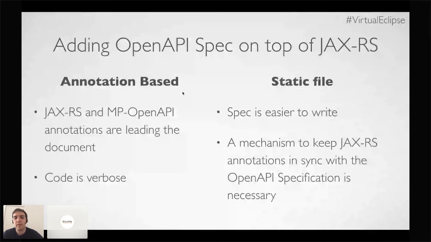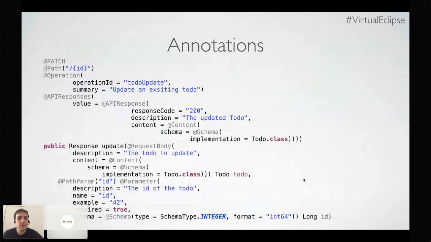So you might prefer using the static file approach where you just need to edit the YAML file, but then it's up to you to keep the Jax-RS annotation in sync with the OpenAPI specification that you are documenting, where you put your documentation. So the annotation, I told you I will do a little focus on that.